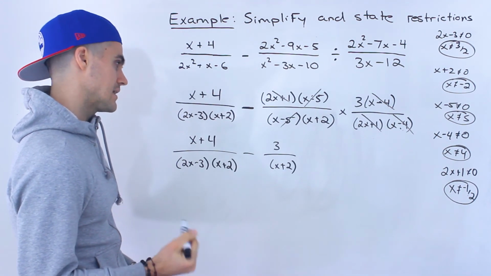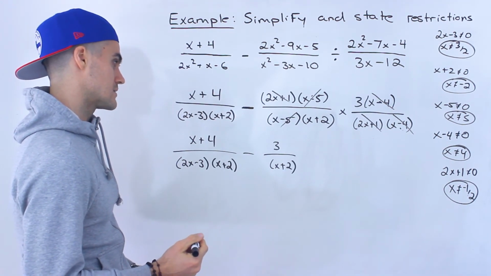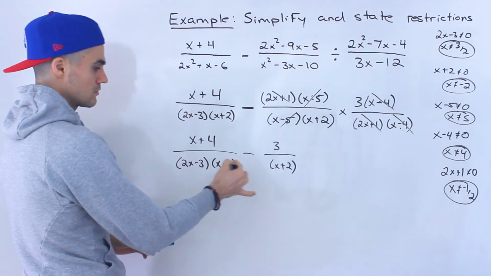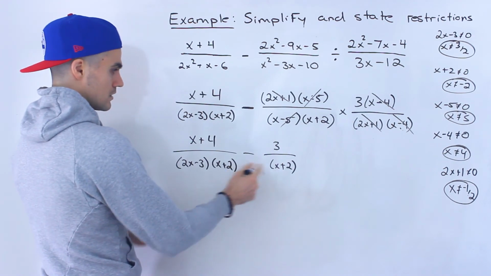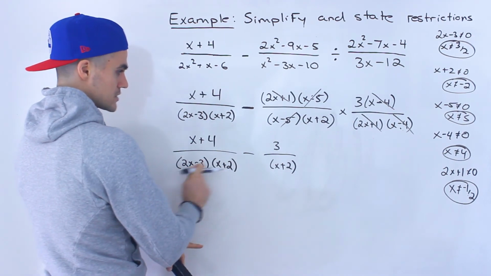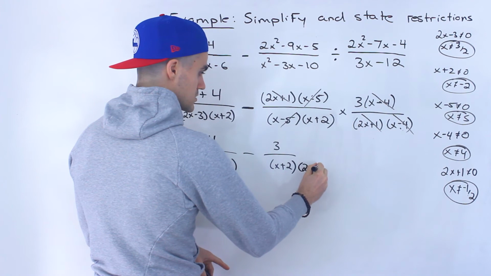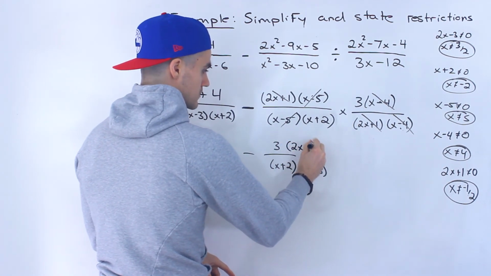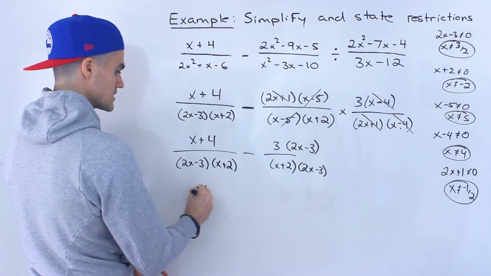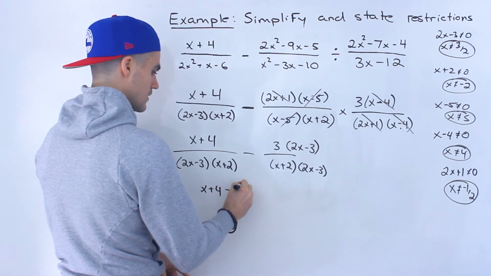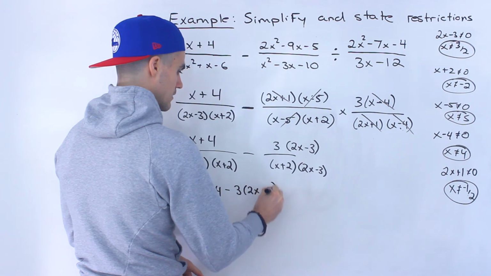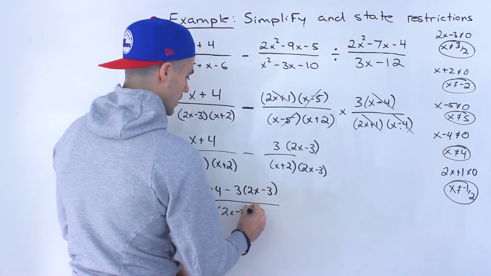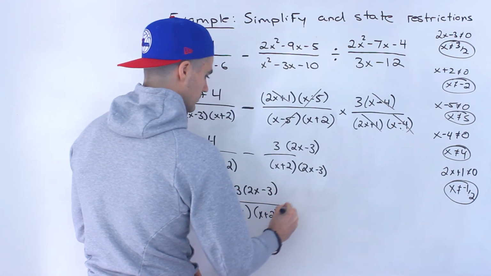All right, so from here, what we do is just subtract these. So we got to get a lowest common denominator. So between these two, notice x plus 2 is common in both, but then we have this 2x minus 3. So we're going to have 2x minus 3 at the bottom, and then 2x minus 3 up top as well. So if we combine these into 1, we would end up getting this, like that. So the new denominator stays the same.